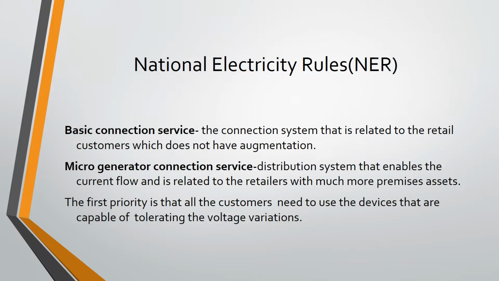Coming to the National Electricity Rules, the typical working frequency range as stated by the National Electricity Rules is set at 49.85 Hz to 50.15 Hz. As per the NER rules, there are two types of connection services, which are the basic connection service and the micro generator connection service, where there will not be any augmentation of the distribution network.